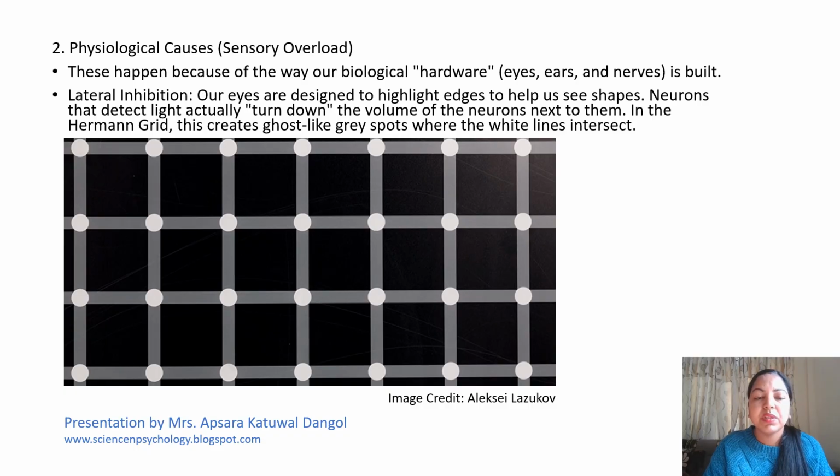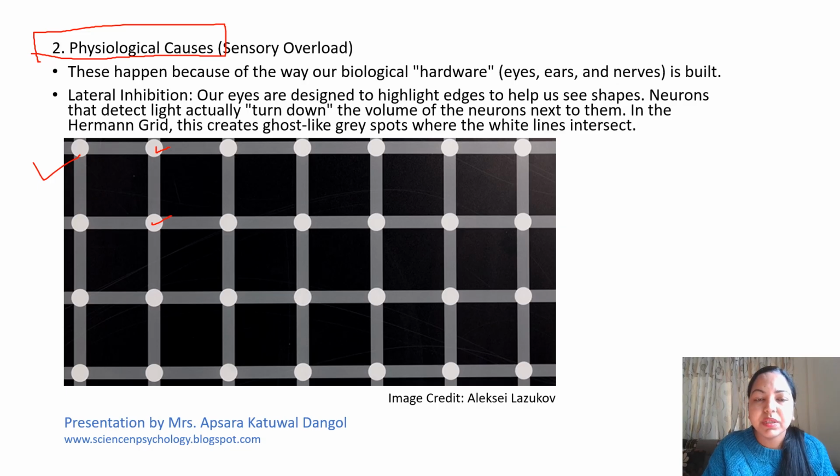So the first cause was the physical cause. Now the next one is the physiological cause. Please look at this image. What happens to you? When you look at this image, in this white picture, you feel like there is a gray cast. So why is that happening?